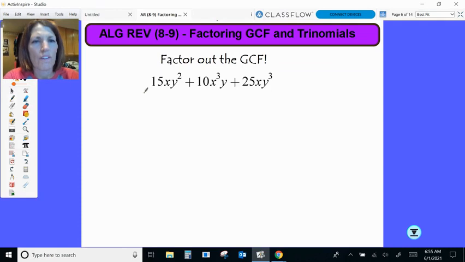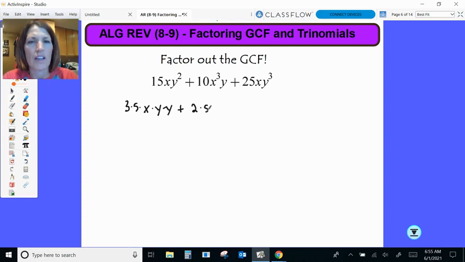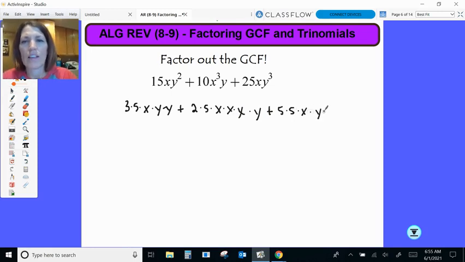And so let's write out all of our factors here for 15. It's 3 times 5 times x times y times y. And then we have plus, and then 10 is 2 times 5 times x times x times x, excuse me, and then times y, plus 25 is 5 times 5 times x times y times y times y. Okay, and so now let's find our common factors here.